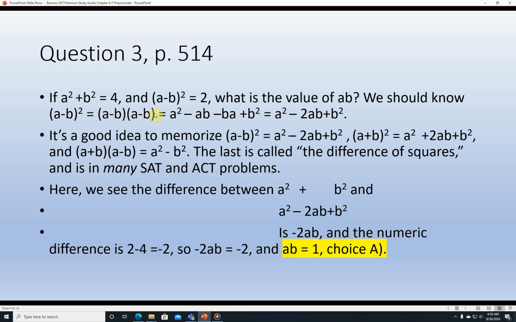And yes, you could say, well, wait a minute, John. The outer was actually negative ab. Doesn't matter, commutative property, ab and ba are going to be the same thing. So, a squared minus 2ab plus b squared.